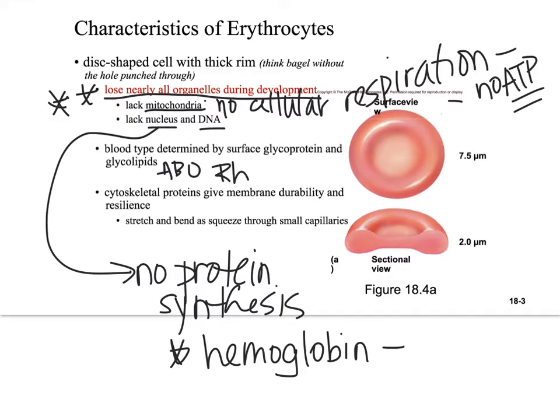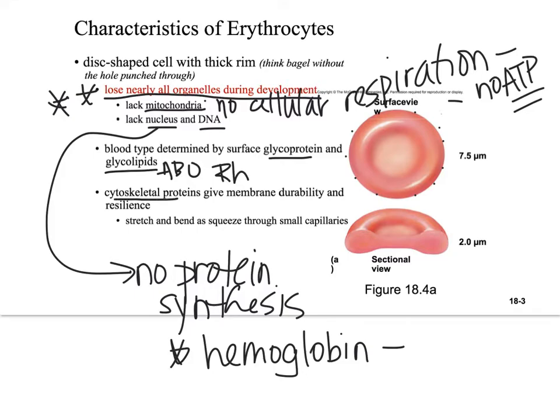Okay, now blood type, like A, B, O, Rh. Blood type is determined by what's on the surface of the red blood cells. They're glycoproteins and glycolipids. A glycoprotein is a carbohydrate with protein attached to it, and a glycolipid is a carbohydrate with lipids attached to it. They're on the surface, and we'll talk about this more.